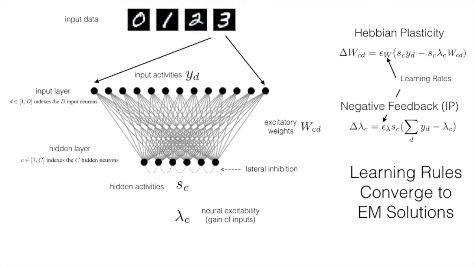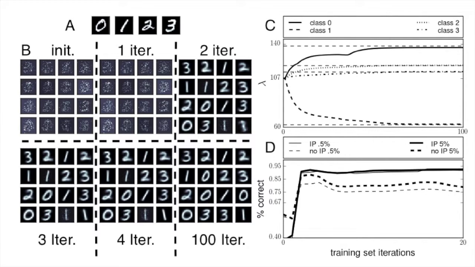Our derivation yields a novel IP rule as a required component of unsupervised learning, given class-specific gain variations. The network's learned weights and excitabilities optimize the data likelihood under the generative model, at least locally. To test our derivation, we used MNIST as input to the network. The synaptic weights of the network learn different writing styles for each digit during training, panel B. The network also learns the average gain of each class of digit, panel C.